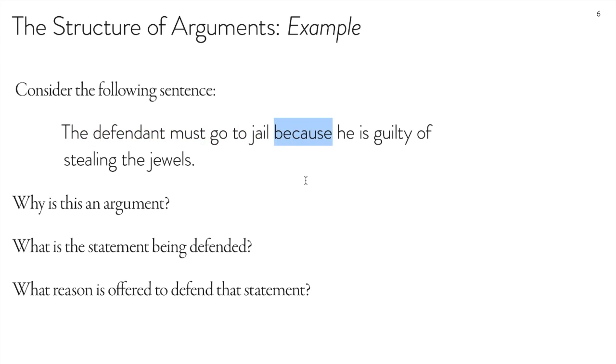And that because is helpful. It's telling us, oh, because, here's the reason. What follows because is a reason: guilty of stealing the jewels. So again, this is an argument because one statement is being defended: the defendant must go to jail. And we're getting a reason or evidence for that claim, like being guilty of stealing some jewels.